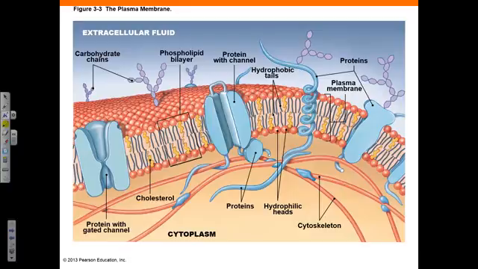The cell membrane contains lipids, proteins, and carbohydrates. The cell membrane is composed of a phospholipid bilayer. Recall that phospholipids have a non-lipid head and fatty acid tails. The heads are water-loving or hydrophilic, and the tails are water-fearing or hydrophobic. As a result, phospholipids arrange themselves in a phospholipid bilayer with the heads facing out and the tails facing inward.